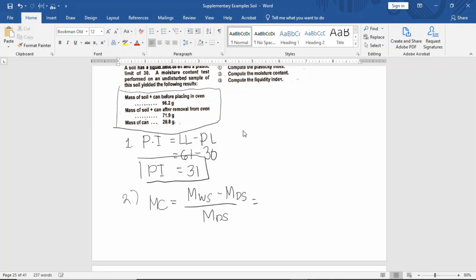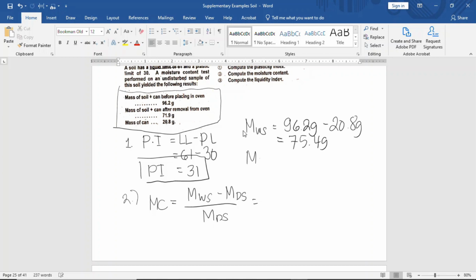So, paano natin makuha yung mass of wet soil muna? So, meron tayo dito, mass of soil plus can before placing in oven is 96.2. So, ibig sabihin, ito, yung soil natin is wet pa. So, mass of wet soil is equal to 96.2 grams minus 20.8 grams. So, ang sagot natin is 75.4 grams. So, ito yung mass of wet soil natin.